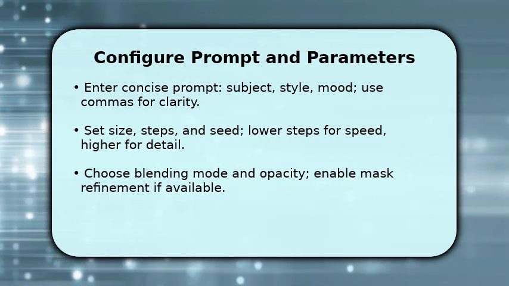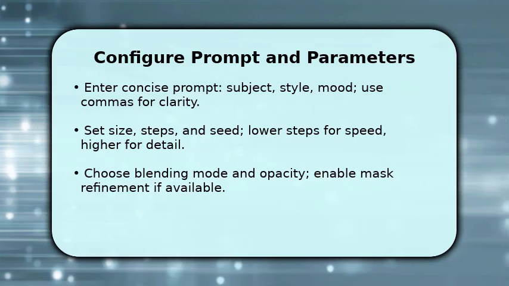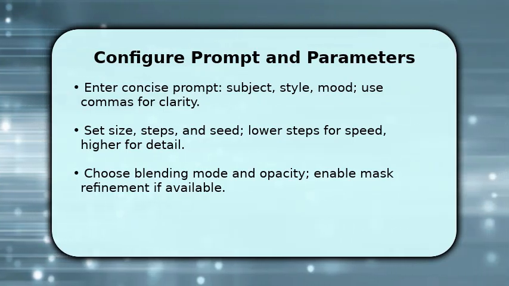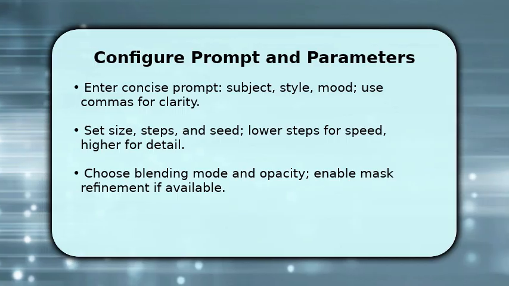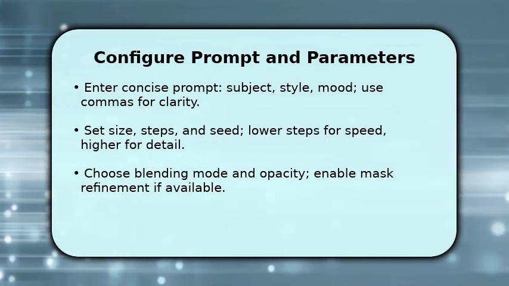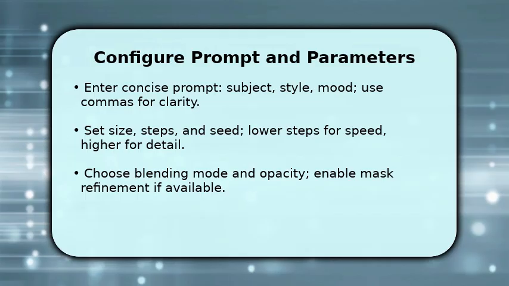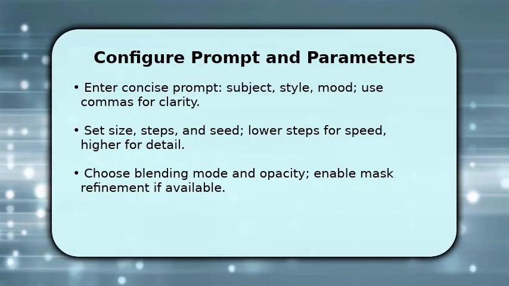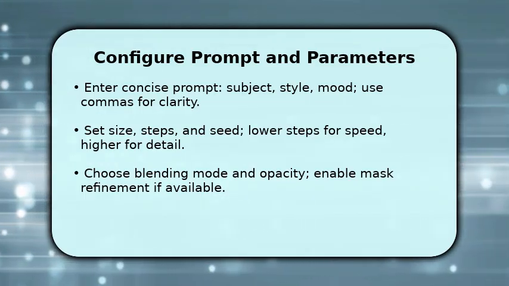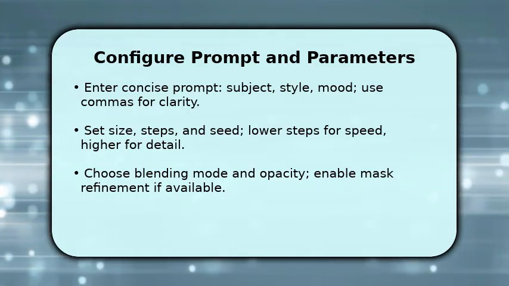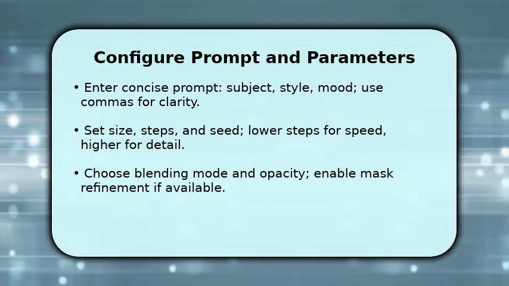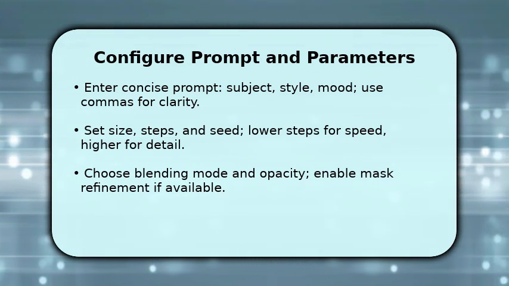Next, adjust generation parameters. Increase steps for finer detail, but expect longer times. Fix or randomize the seed for reproducibility. Choose output size relative to your canvas to avoid scaling artifacts, then pick blending mode and set opacity. Make sure to enable mask refinement so generated pixels respect selection edges and transitions.